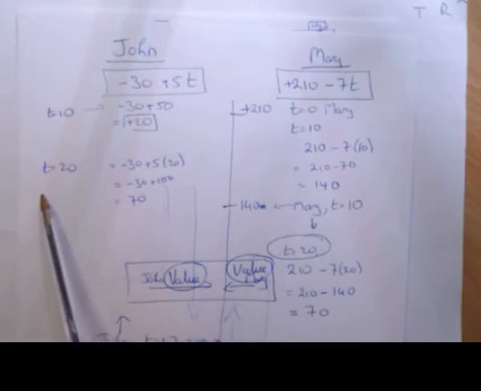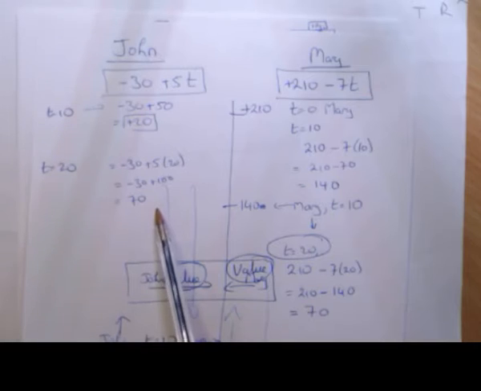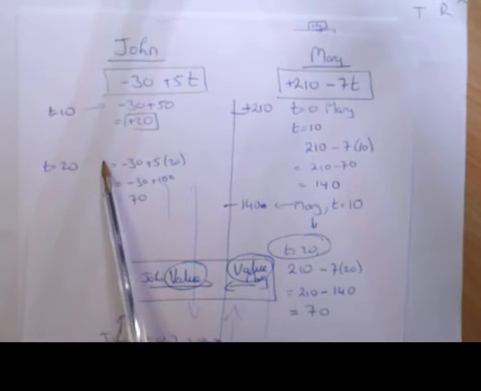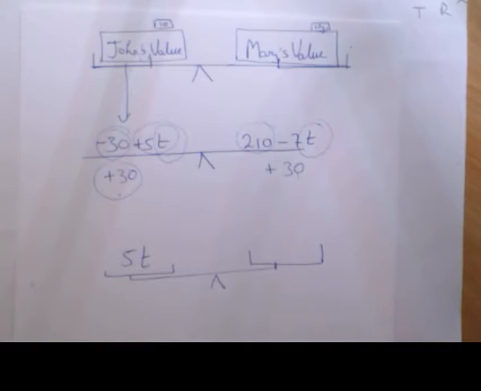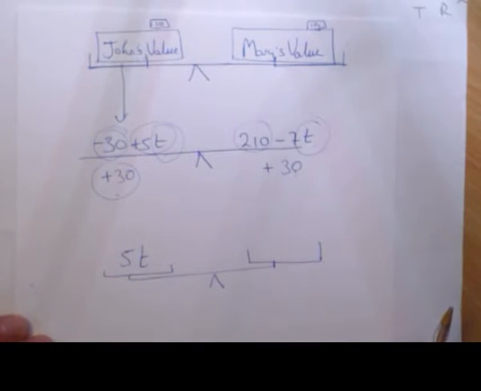We guessed 10 and we guessed 20. We got lucky with 20. But if we'd started guessing at 5, 6, 7, 8, 9, 10, we would have been here a very long time. So that's why we're using the balancing method.